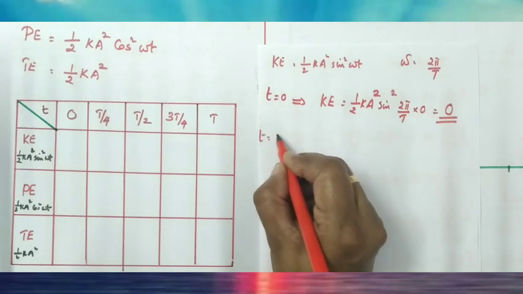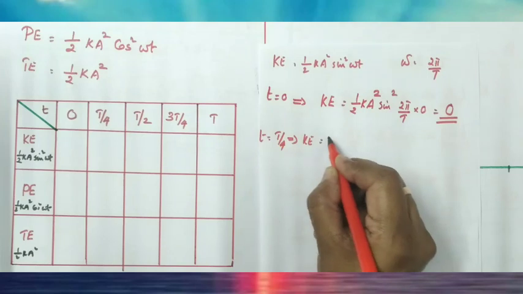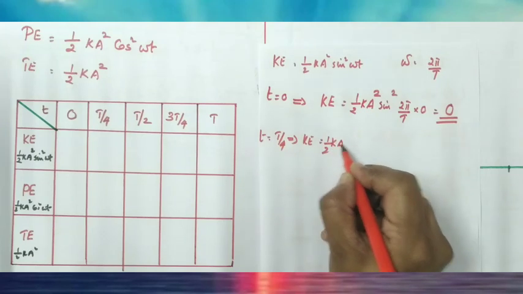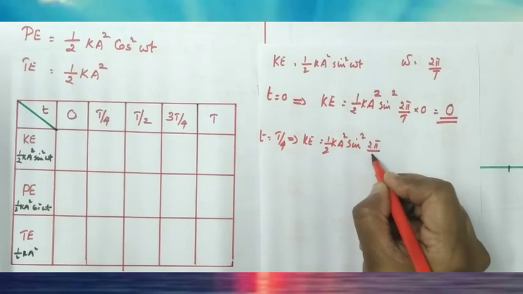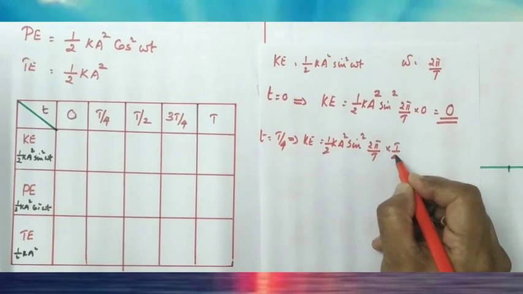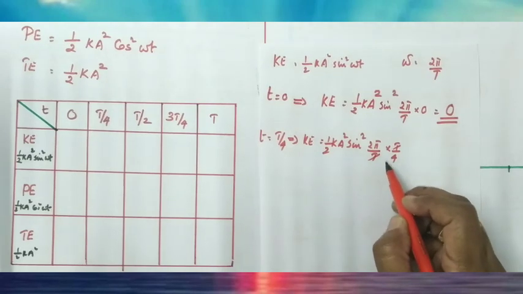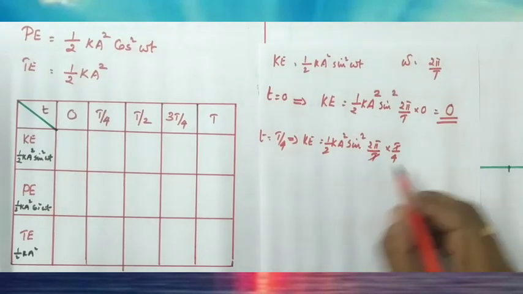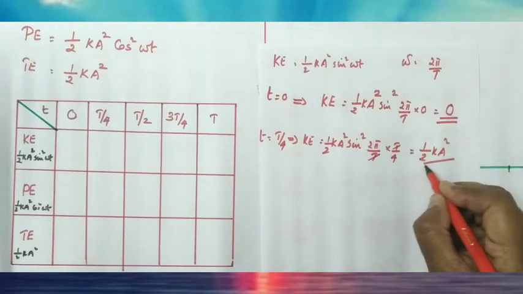When t is equal to T by 4, kinetic energy is equal to half k a square sine square 2 pi by T into T divided by 4. T gets cancelled, so it becomes pi by 2. Sine pi by 2 is 1, square also 1. So it is half k a square, the second value.